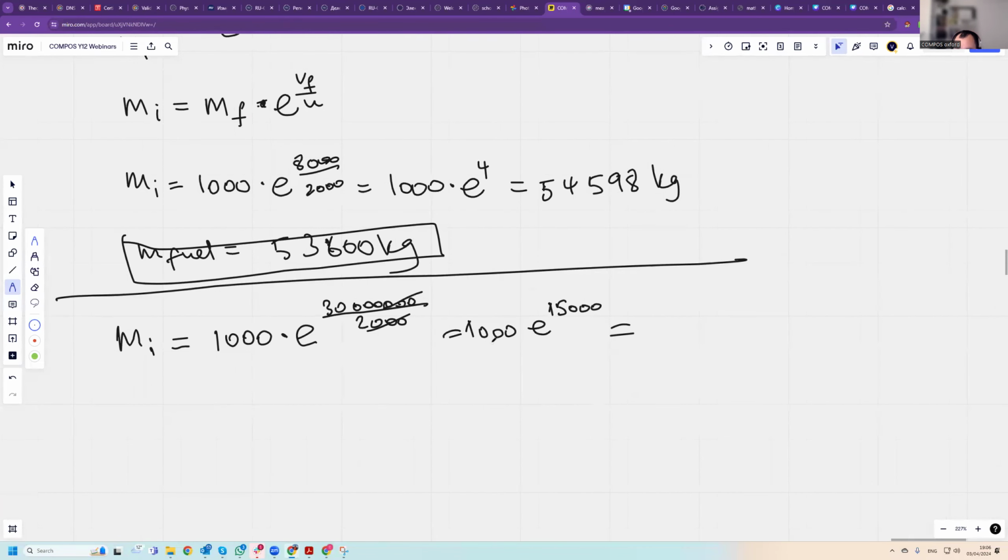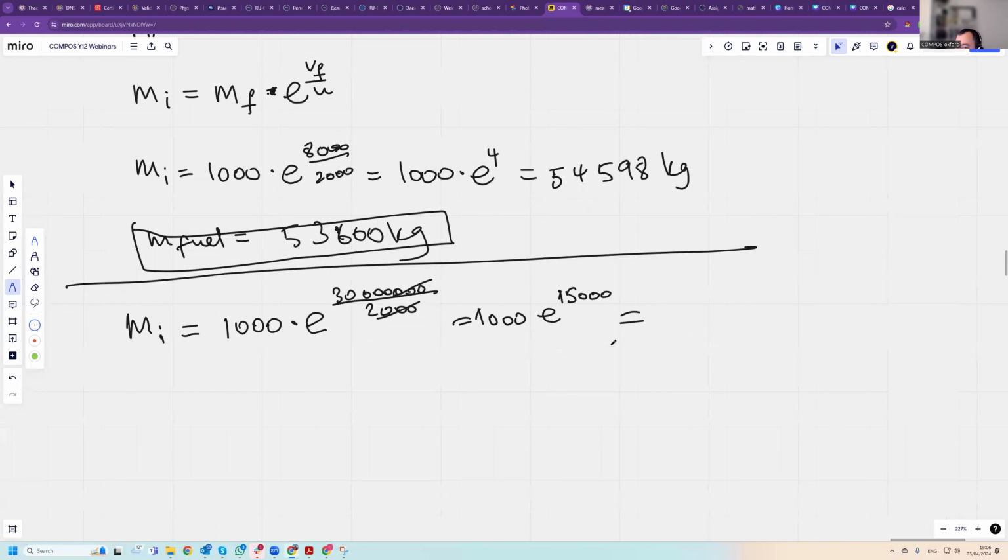It's 1,000 e to the power 15,000. Just the power of 10. It's approximately 10 to the power of what? 10 to the power 6,517 kilograms. That's the starting mass of the rocket.